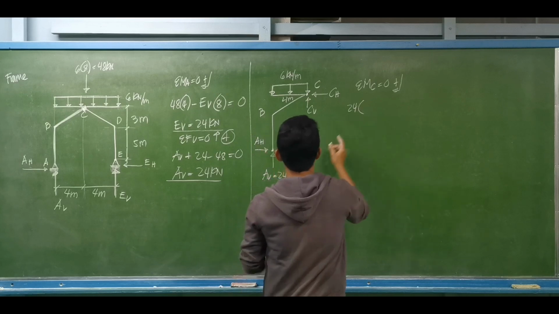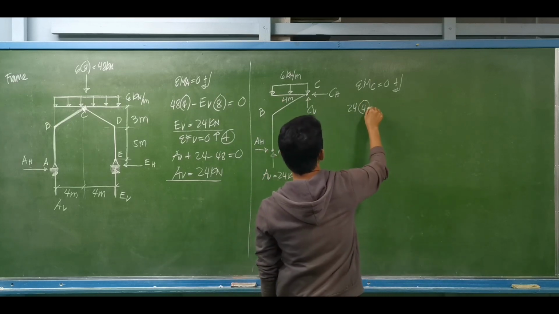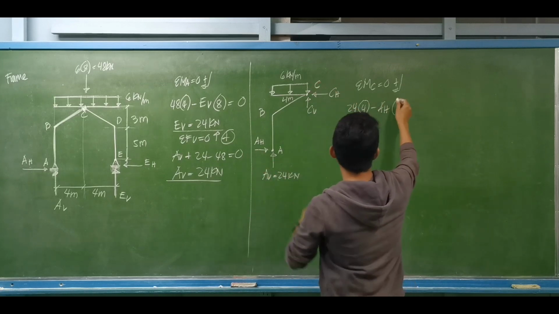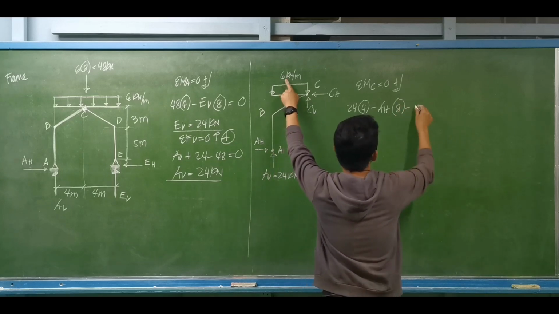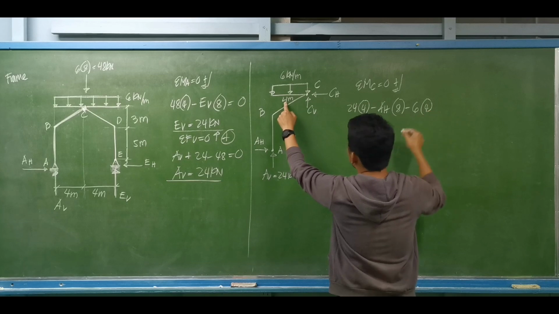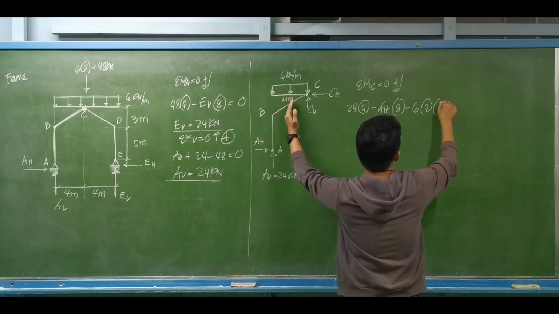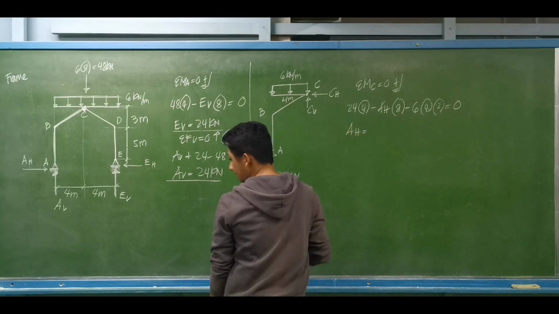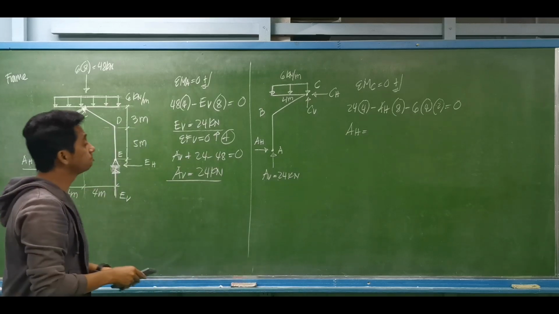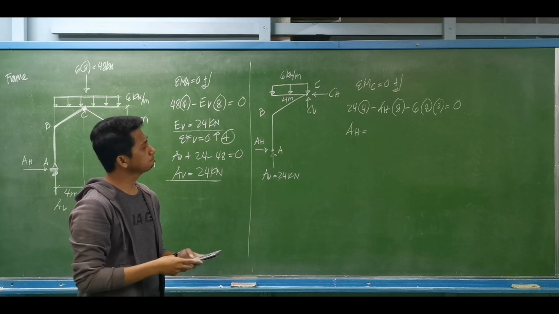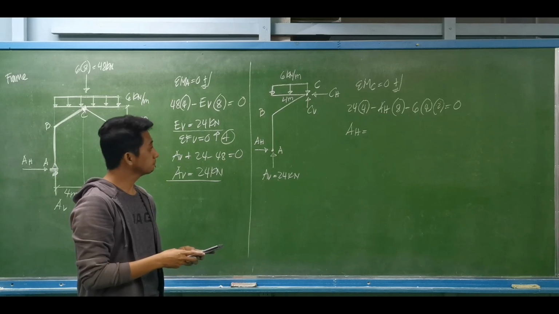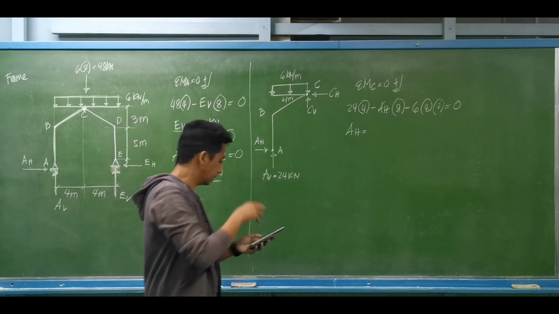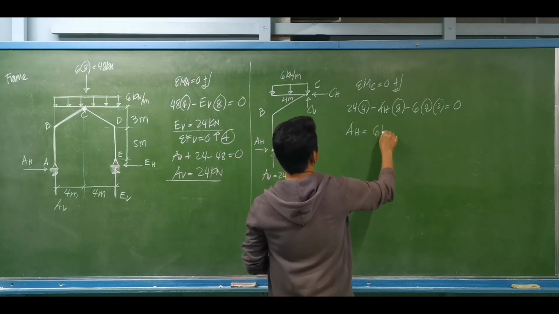That is 24 kilonewtons times this span, 4 meters, minus A horizontal times the total height of the frame, that is 8 meters, minus 6 times 4, that is the equivalent resultant acting midway, times 2, equal to 0. So what will be the magnitude of A horizontal? This will be equal to 6 kilonewtons.